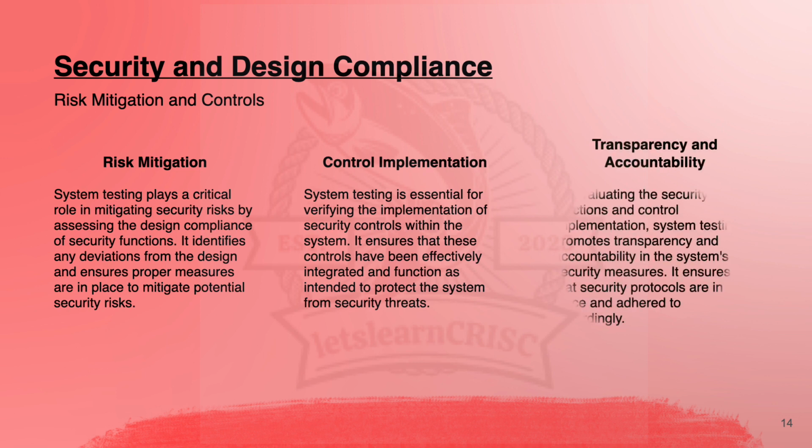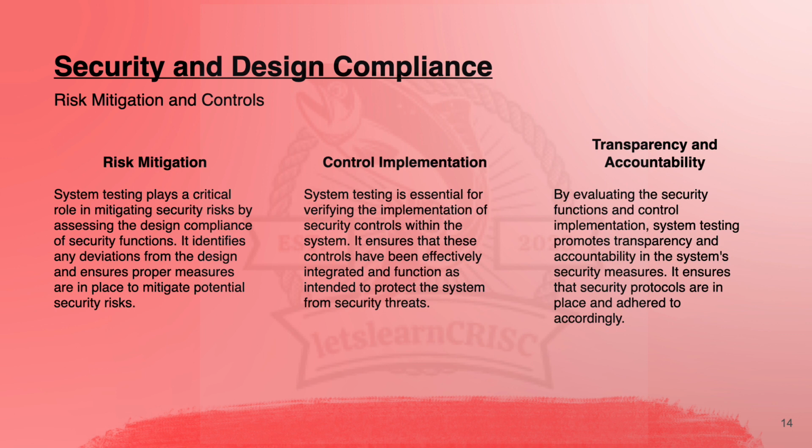Next, about transparency and accountability. Friends, system testing promotes transparency by providing a clear and objective assessment of the system security functions. And this transparency ensures that our stakeholders have a comprehensive understanding of the security measures in place. It fosters accountability by holding individuals or teams responsible for the design, implementation, and effectiveness of the security controls. It establishes a clear link between the stakeholders and their roles in maintaining a secure system.